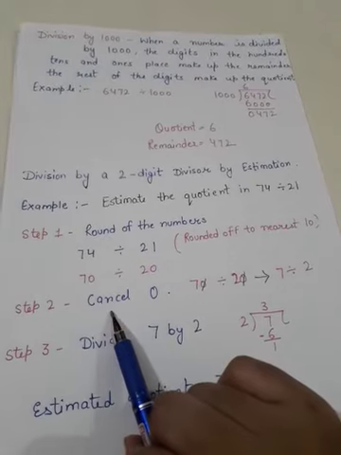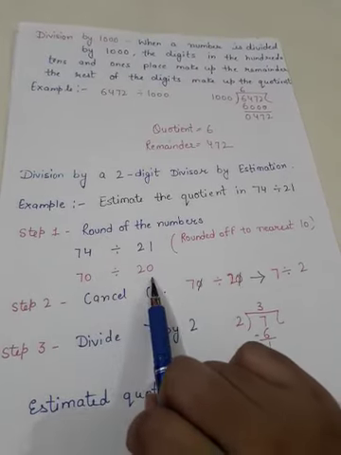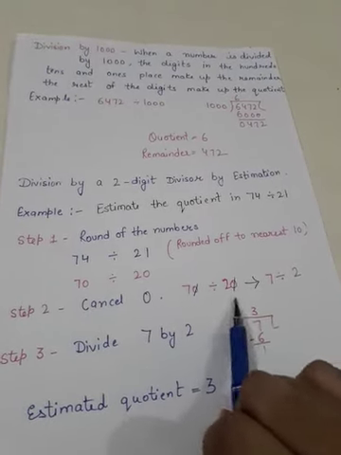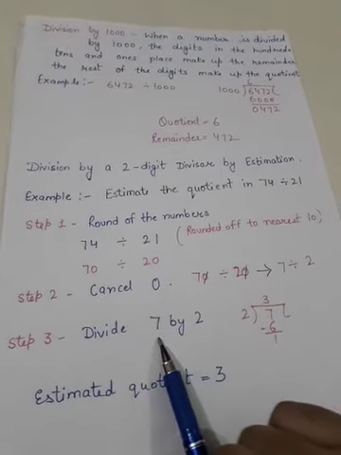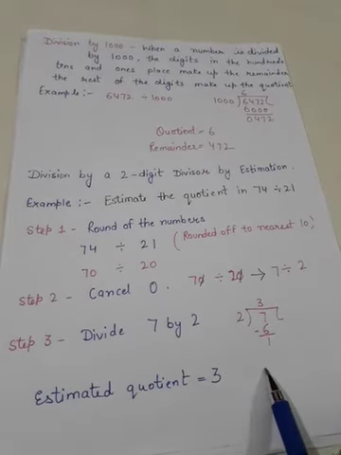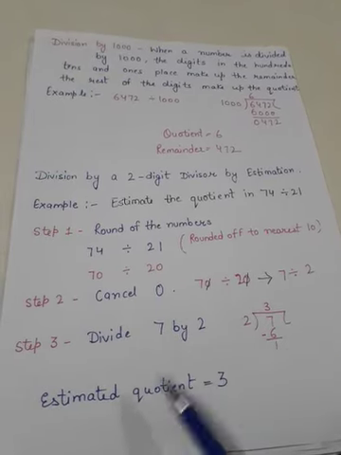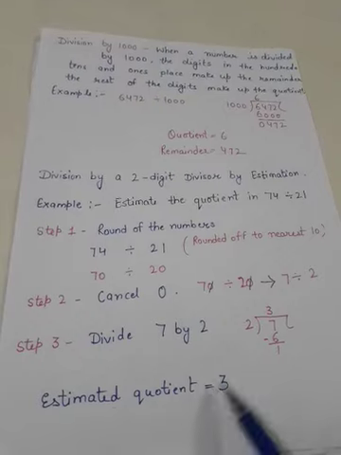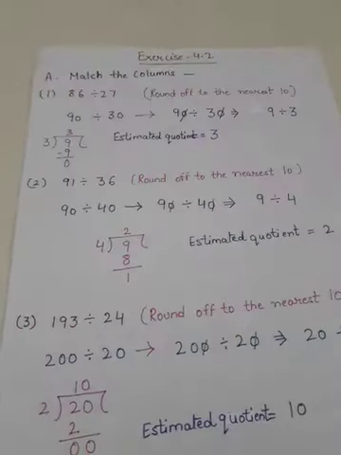Now the second step is cancel the 0. If the dividend and the divisor both have 0, we can cancel like this. At the ones place both have 0, so cancel. So what is left? 7 divided by 2. Now the third step, divide 7 by 2. 2 3s are 6. What is the remainder? 1, and it is the remainder, so we will not consider it now. We only have to find the estimated quotient. So the estimated quotient is 3. Fine everyone, this is the step that we have to follow.